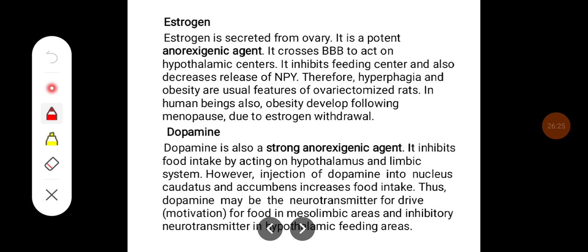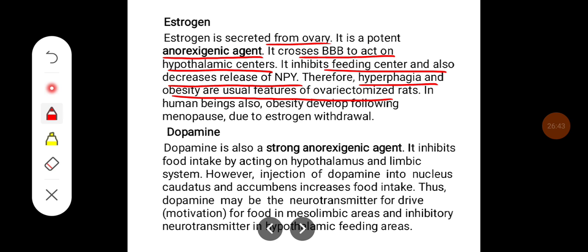Estrogen is secreted from the ovary. It is a potent anorexic agent. It crosses the blood-brain barrier to act on the hypothalamic centers. It inhibits the feeding center and also decreases the release of neuropeptide Y. Therefore, hyperphagia and obesity are usual features of ovariectomized rats. In human beings also, obesity develops following menopause due to the estrogen withdrawal.